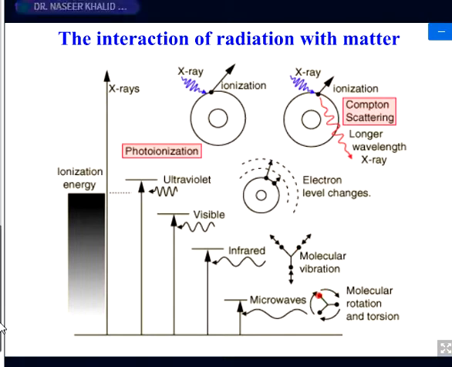This is again quantized, and it requires very small energy. This is microwave radiation, which is sufficient to excite these levels, that is, molecular rotation. This is just an idea: the greater the energy, the greater its impact on the molecule or atom; the less the energy, the less the impact. But today we are restricting ourselves to UV-visible radiation, that is, electronic transitions.